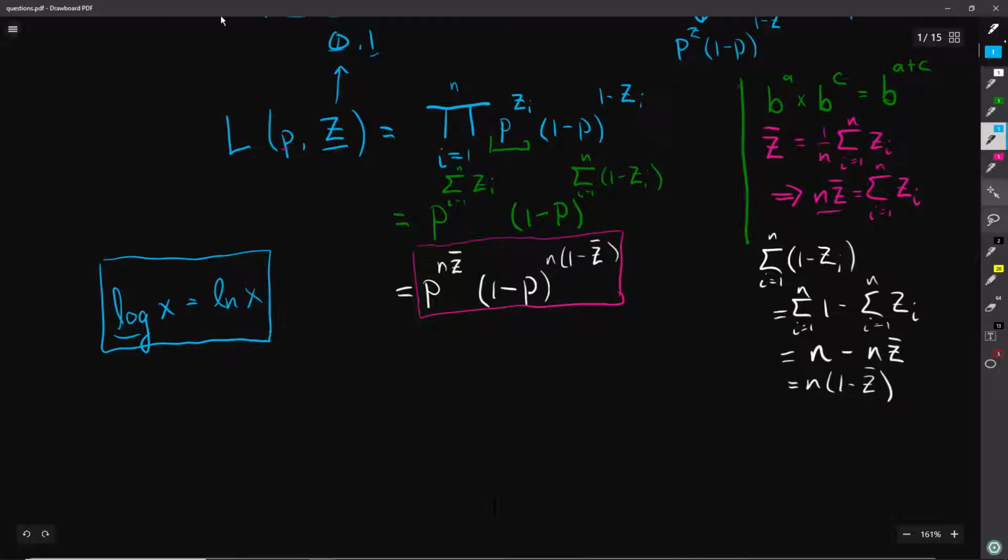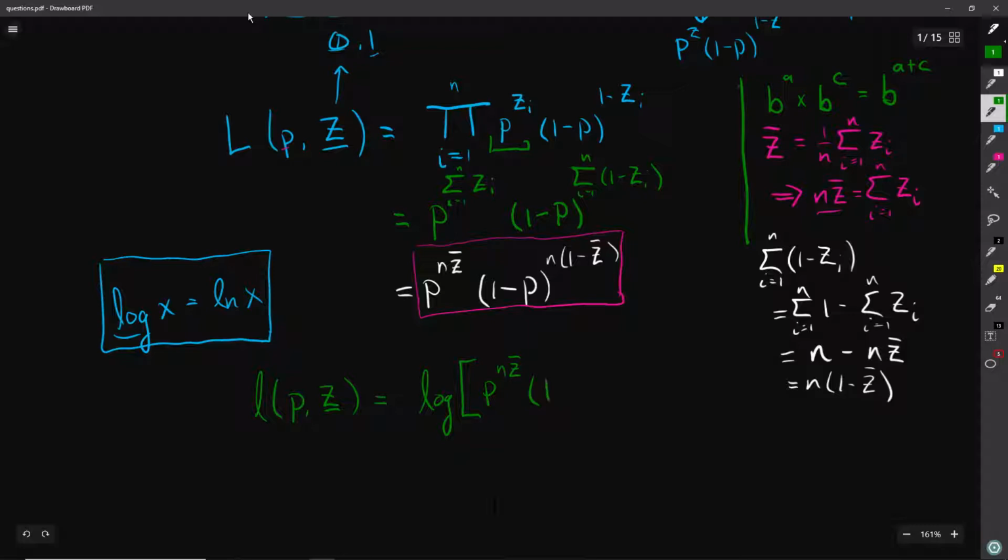Okay? But so what does the log likelihood equal? So the log likelihood, which we write as a script L here, log likelihood of p given z, is going to be equal to the log of our likelihood.